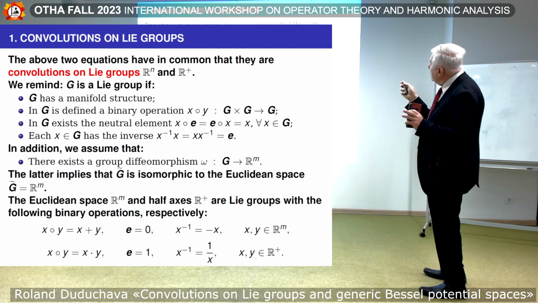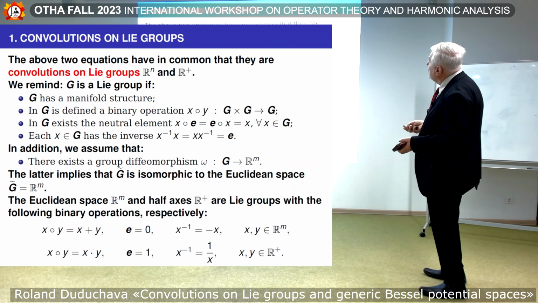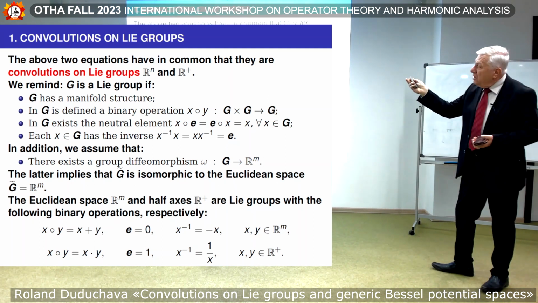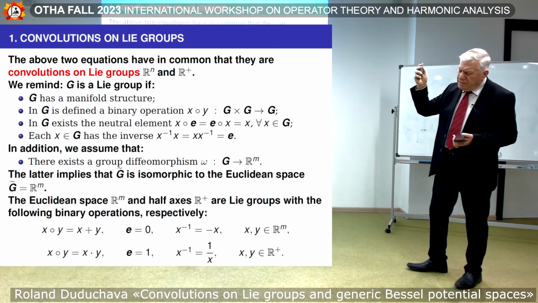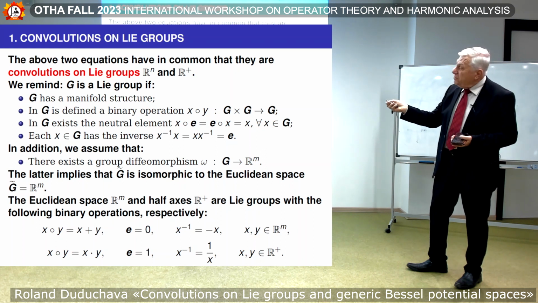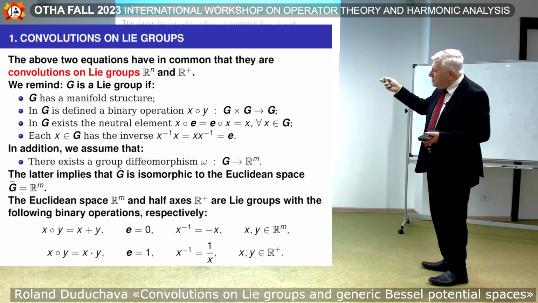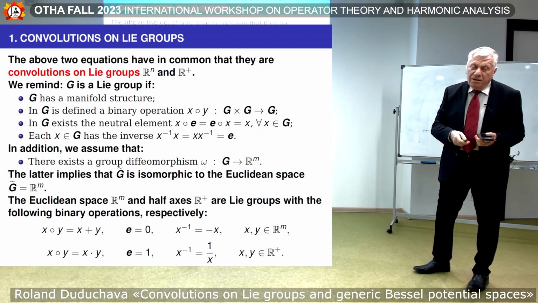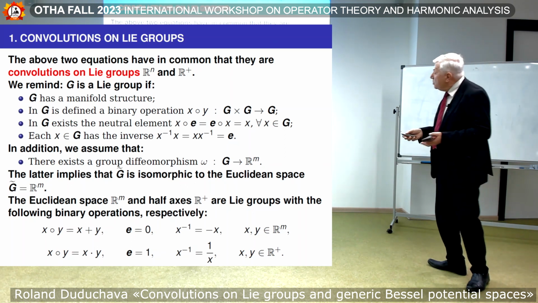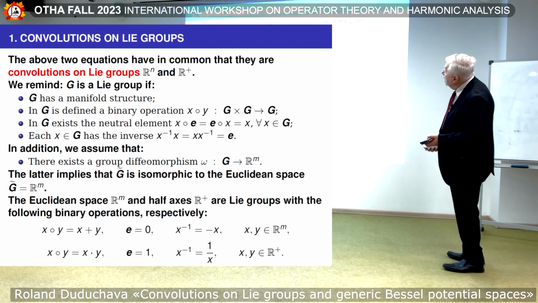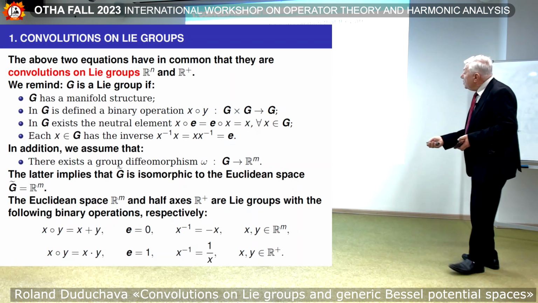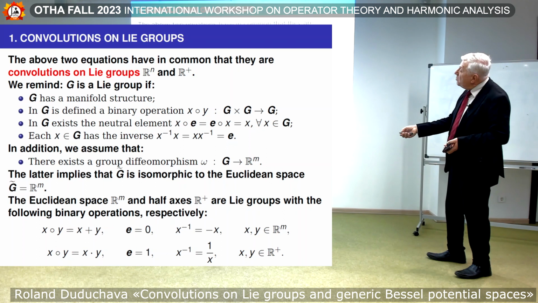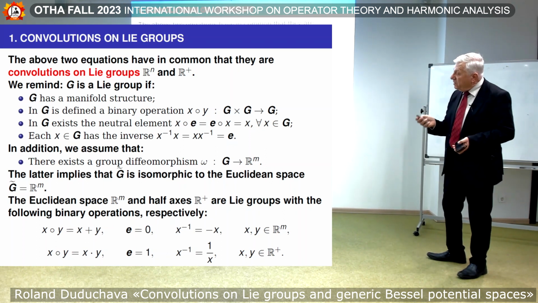Well, now consider a general group. If we have a group, that means that G has a manifold structure. Then on G the group operation is defined, there exists a neutral element, and there exists an inverse. If we have such a group, we will automatically have a Haar measure on this group, which is unique. We have the Fourier transform there, and the inverse Fourier transform. So the whole harmonic analysis can be developed for such groups. And here is the example. In the first case, it was the sum, which makes R^n a group, and the multiplication, which makes the half axis R plus a group. Okay.